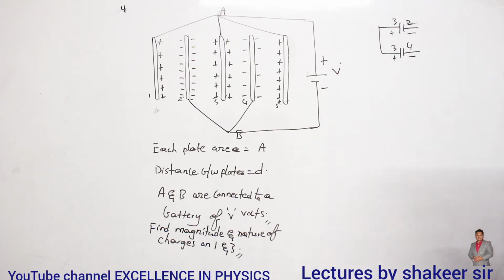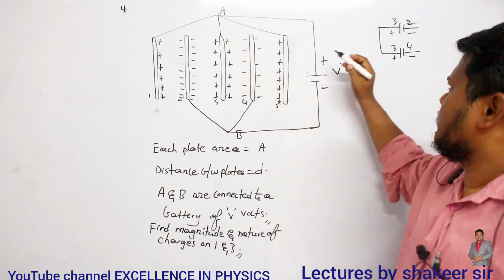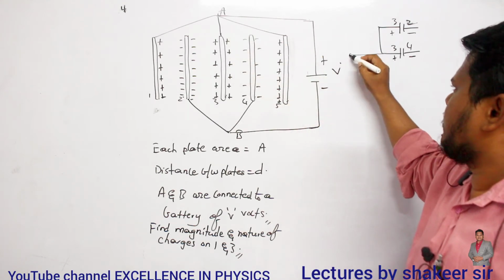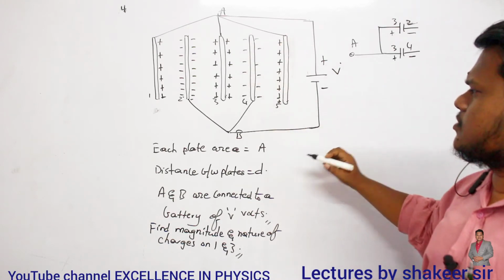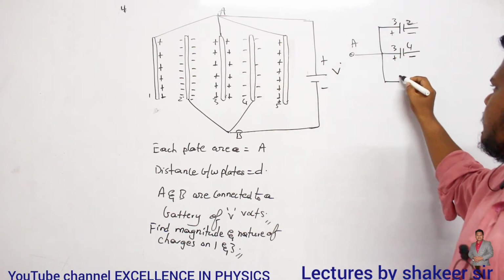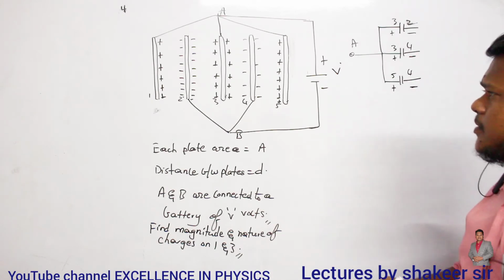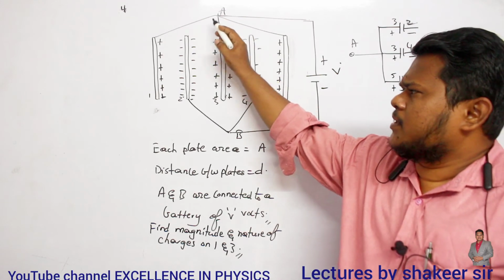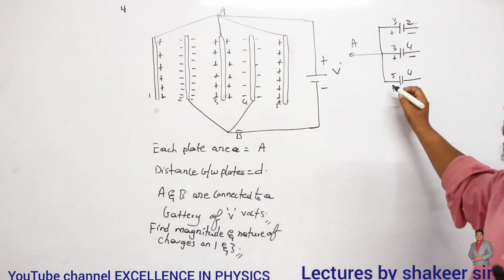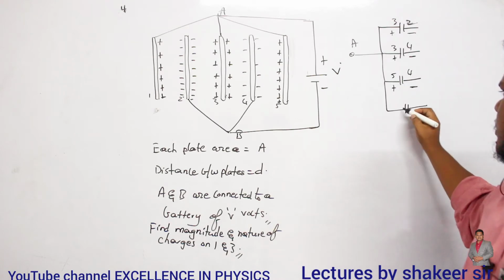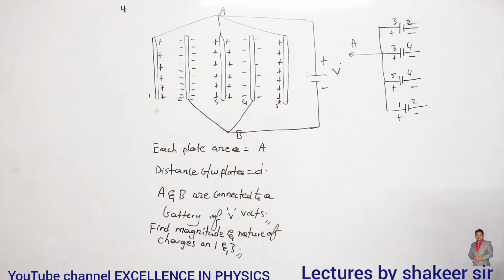Clear? So next, from the same point, let us suppose this is my point A. From the same point A, next I have capacitors 5 and 4 also. So this is positive, this one is negative. Clear? Next, from the same terminal, if I go to the other side, then I will see 1 and 2. So one more capacitor which I can connect is 1 and 2. This is the positive plate, this one is the negative plate. Are you able to understand?